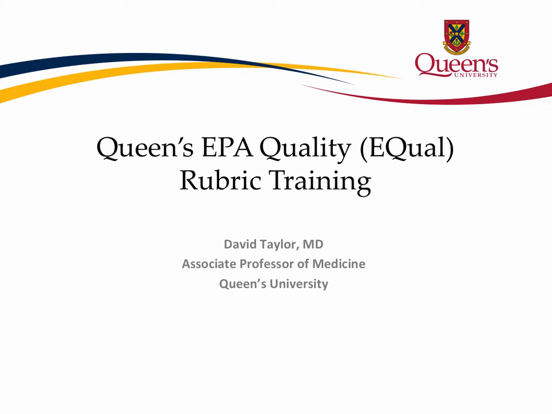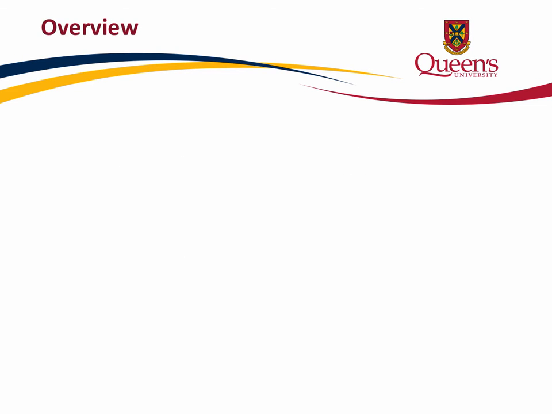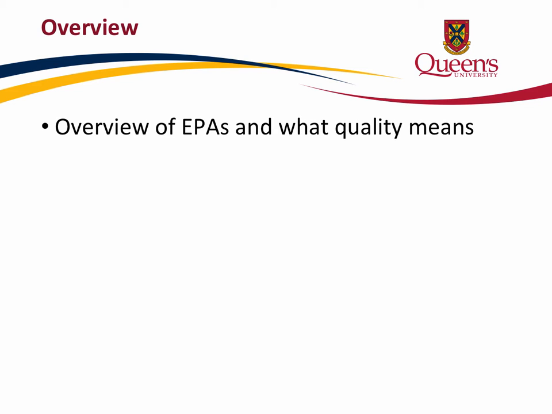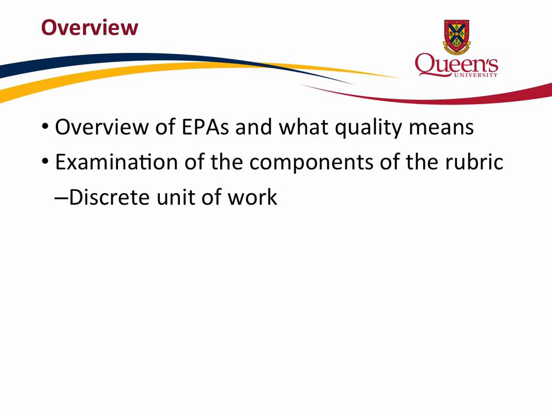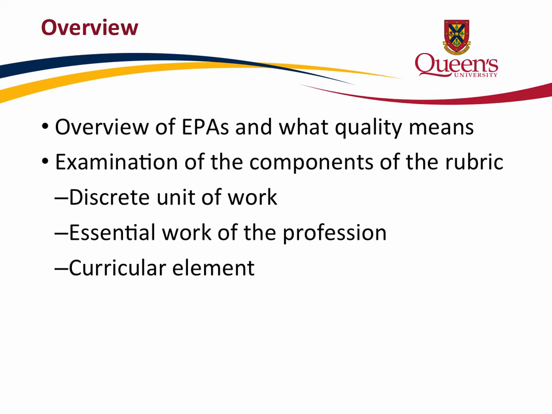This 15-minute video will review how to use the Queen's EPA Quality Rubric, or EQUAL. We'll start by providing a brief description of the purpose for EPAs and what quality means in describing EPAs. We'll then cover the elements of EPAs, which have been divided into these three categories: EPAs as discrete units of work, as essential and entrustable work of the profession, and as a curricular element. Finally, as we go through each of these, we'll review the items in the rubric to describe how to score them.